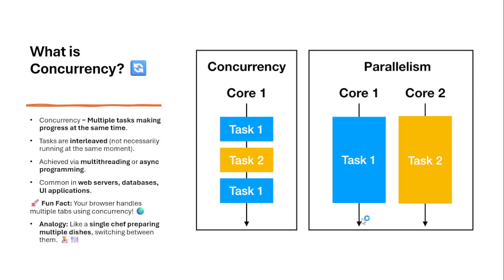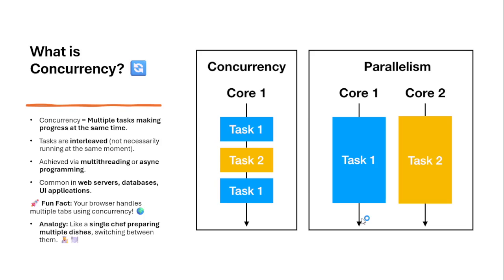Concurrency is everywhere, from web servers which handle multiple user requests at once, databases which process many queries simultaneously, and UI applications which keep the interface responsive while running background tasks. A great example is our web browser. It loads multiple tabs, streams videos, and checks for updates, all concurrently.